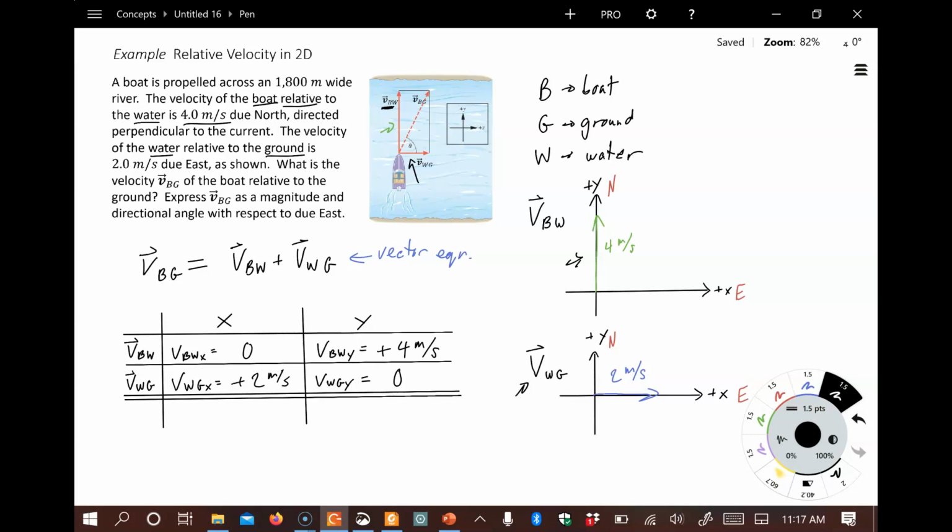Now to figure out what is the velocity of the boat with respect to the ground, we're just going to do vector addition here, right? So we're going to add these two right here. We add x's with x's, so 0 plus 2 meters per second gives us 2 meters per second. For y, 4 plus 0 meters per second gives us plus 4 meters per second.